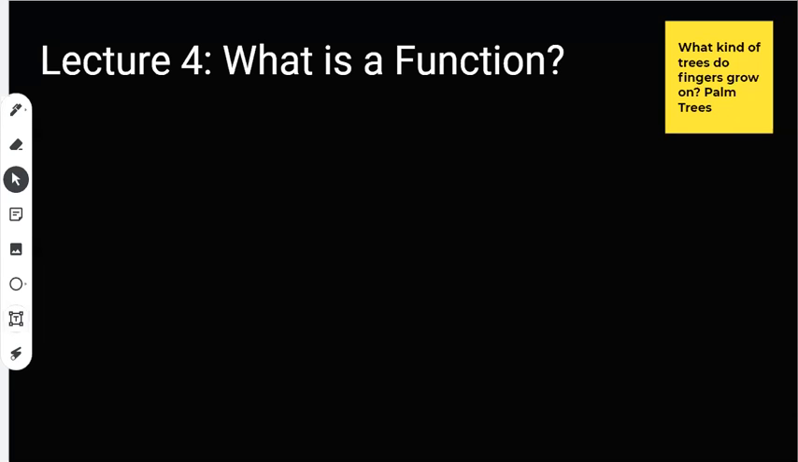Okay, today's lecture is going to be lecture 4, What is a function? So today we're going to be talking about functions, we're going to be talking about relations, and whether or not a relation is a function or not, because that's going to be important when we get into functions and functional analysis. So I want to start off with a definition.